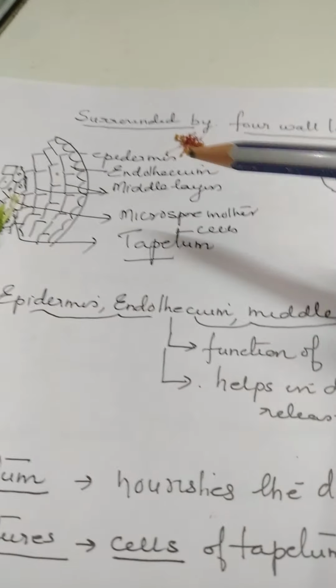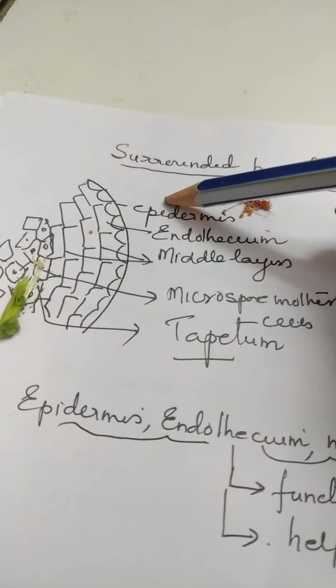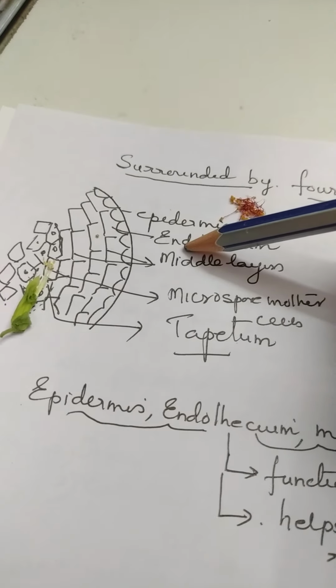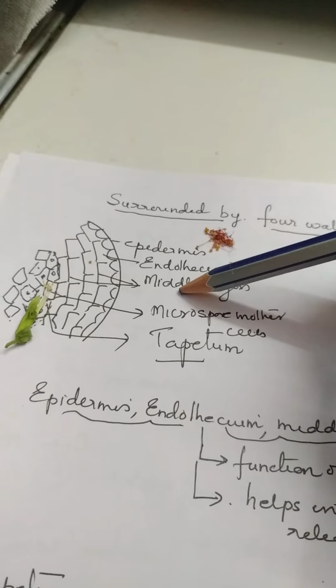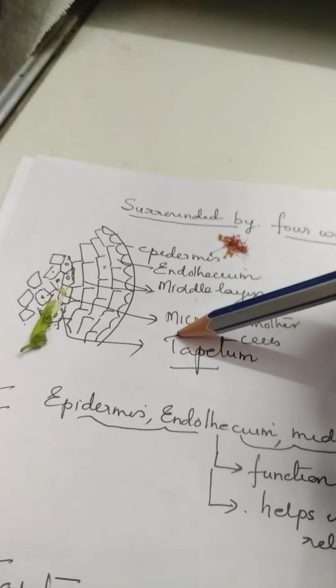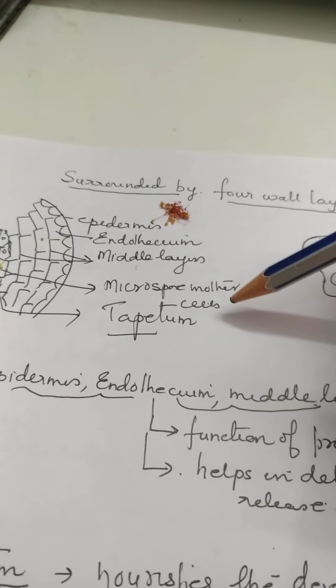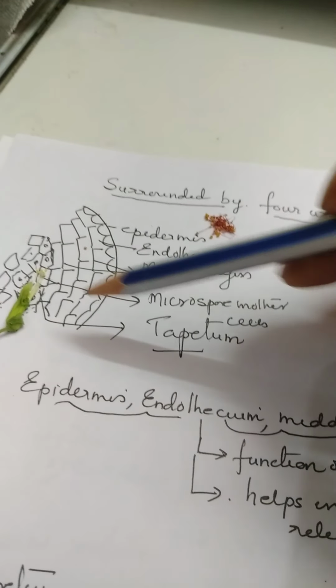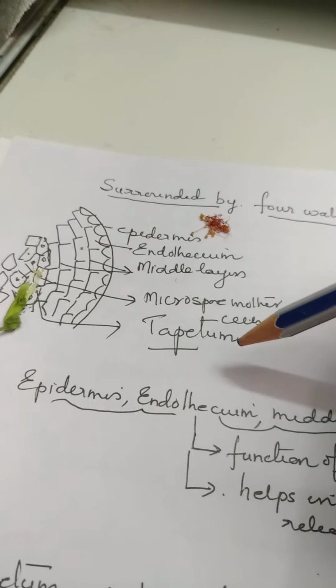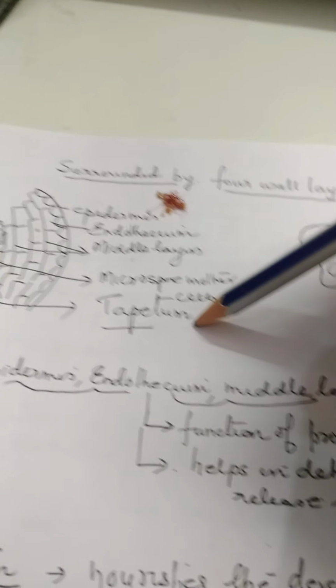You can just see the epidermis, then endothecium, then you can find some layers, that is middle layers, and inside it you find the sporogenous tissue, or we call it the microspore mother cells, and in that you can see another layer, the tapetum layer.